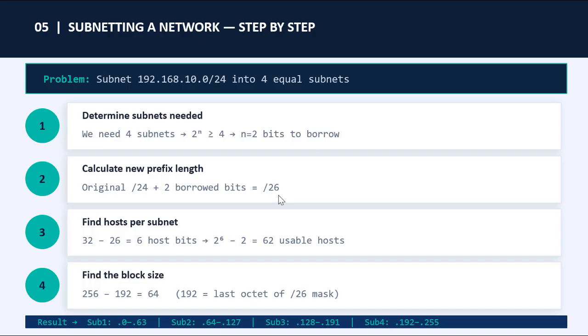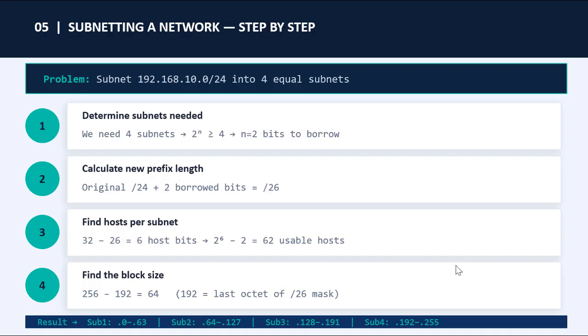Now, how many hosts does each subnet support? We have 32 minus 26. Because we use /26, in total there are 32 bits. So 32 minus 26 is 6 host bits. So using this formula, 2 to the power 6 minus 2 is 62 usable hosts.